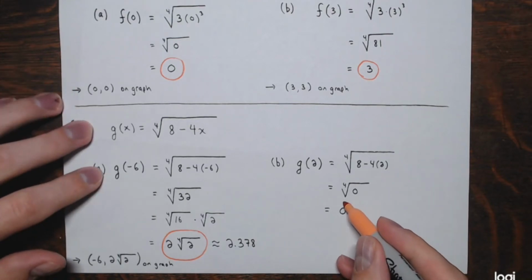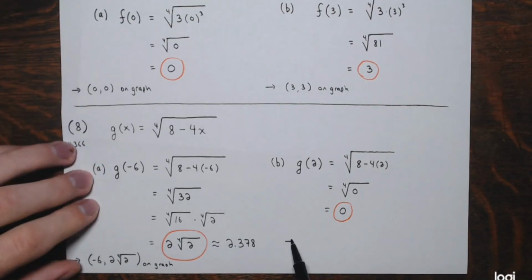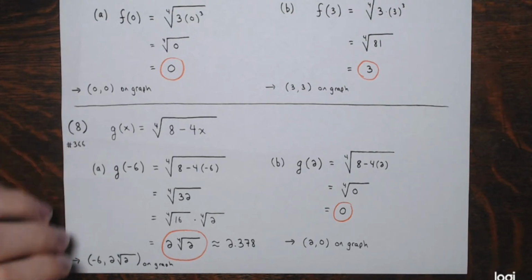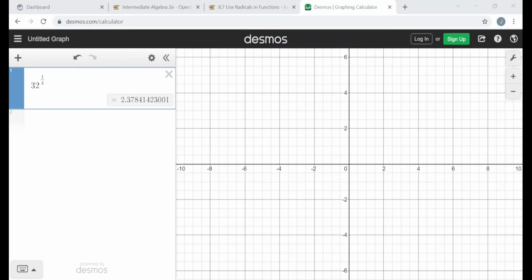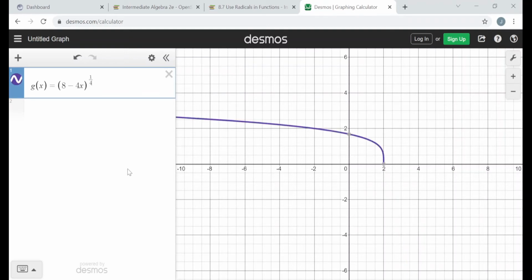All right, what's the value of the function when the input is positive 2? And so we can say something about the graph now. Right, the graph of this function will have the ordered pair 2, 0. Right, input 2, output 0. This will be on the graph. And let's see. All right, so I'm going to enter this one final function here. So g of x was equal to the fourth root of 8 minus 4x. So I'm going to put 8 minus 4x raised to the 1/4 power for the fourth root. There you go, this purple graph showing up.